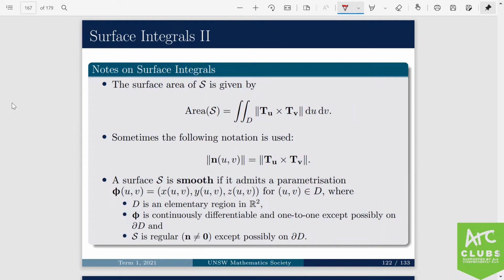So we can find the surface area this way. If we define our function f to just be 1, then we get the surface area. As I said earlier, this norm of the cross product of Tu with Tv is the norm, so sometimes they just write n instead of this, and they mean the same thing. Here we also have a definition of smooth. I think I'll just skip that actually. A lot of times you just assume that functions are smooth, like the questions will just tell you, or they're made of elementary functions. Most of the time you just assume they're smooth, I think.